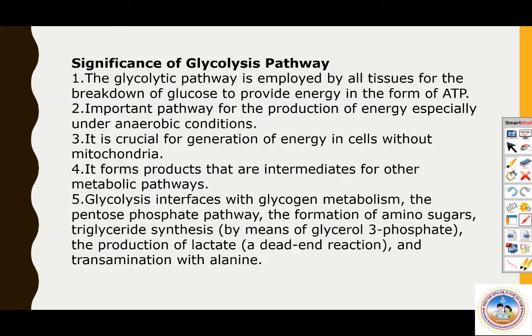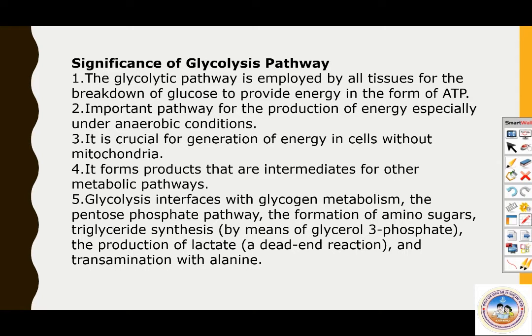Now, the significance of the glycolysis pathway. The glycolytic pathway is usually employed by all tissues for breakdown of glucose to provide energy in the form of ATP. It is an important pathway for the production of energy, especially under anaerobic respiration. The energy produced in this is utilized in anaerobic conditions. It is crucial for generation of energy in cells without mitochondria.